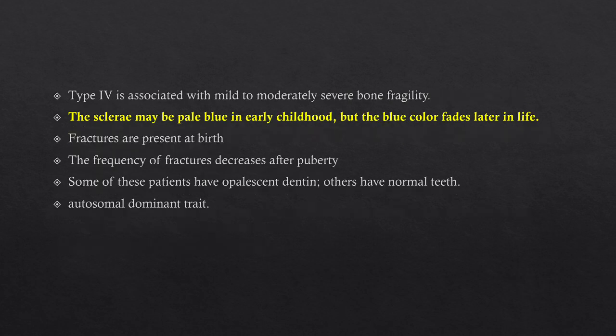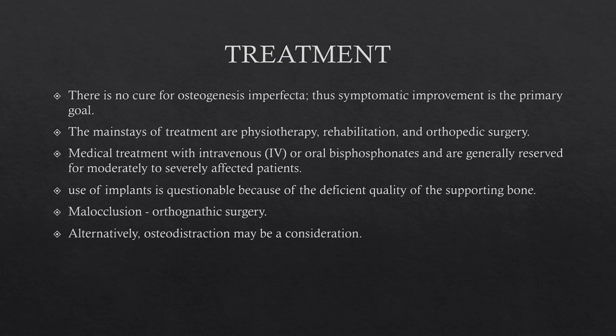Type 4 is with mild to moderately severe bone fragility. Sclera may be pale blue in childhood, but then it fades later in life. So as the type increases, the blue sclera's presence also fades later into life. Fractures are present at birth. The probability of a fracture will decrease after puberty. Some of the patients have opalescent dentin, but some can have normal teeth also. This is autosomal dominant.